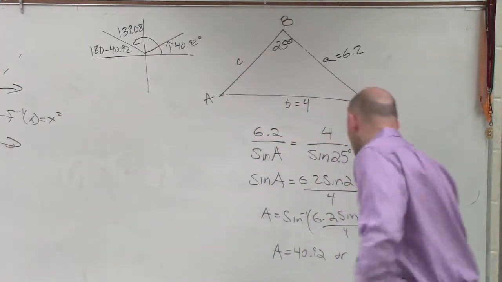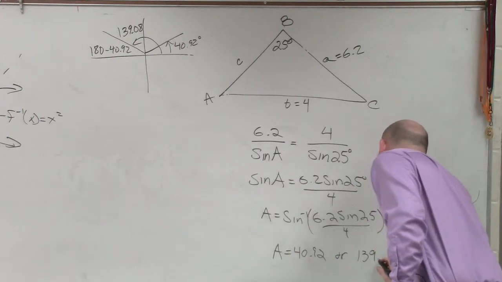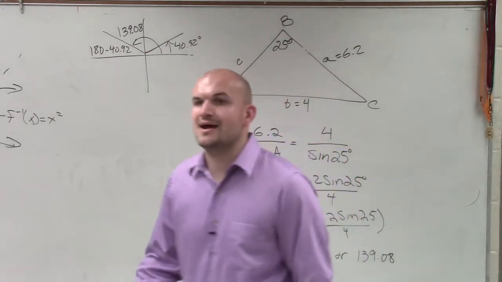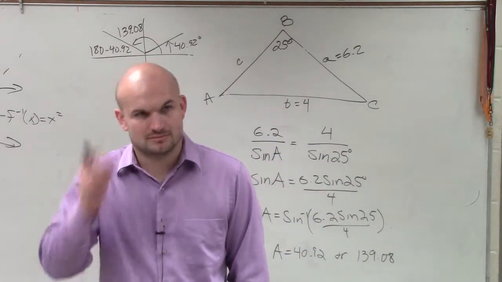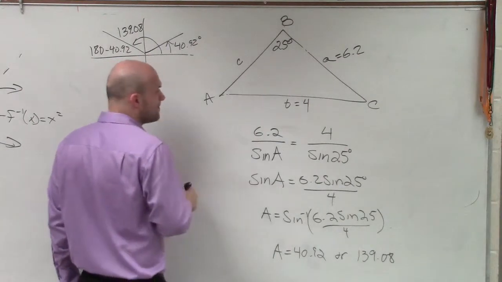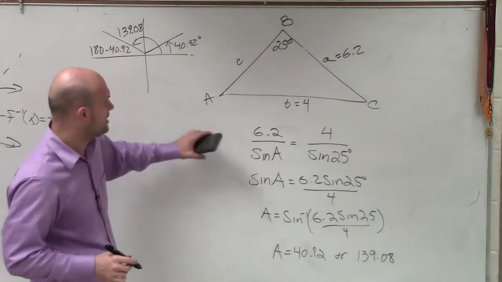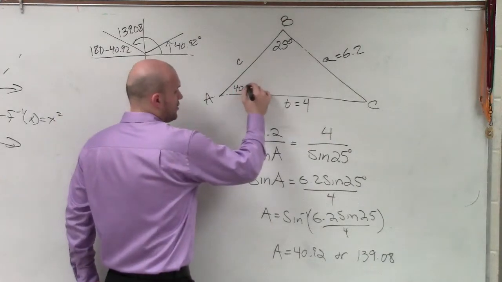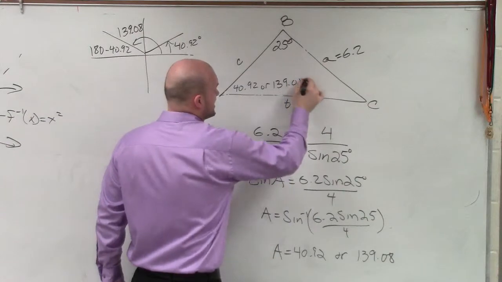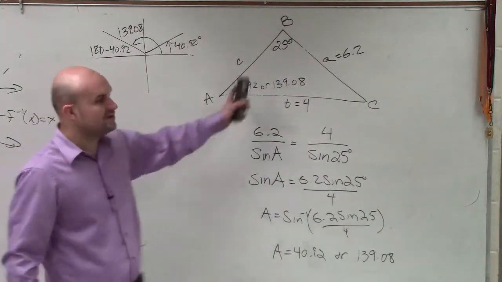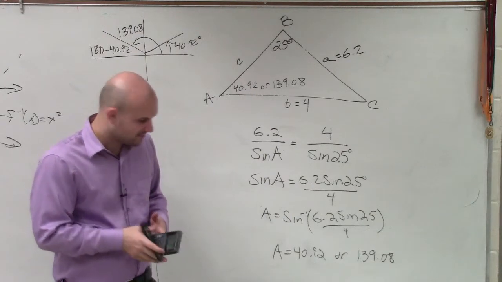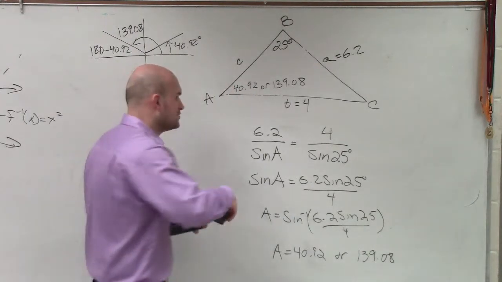Or this could be 139.08. So now I have 2 cases. All right? So what I'd like to do is set them up. So now this could be 40.92 or 139.08. Now, the last thing we need to do is figure out what C is, right? So what we could do is draw 2 different triangles for 2 different cases.